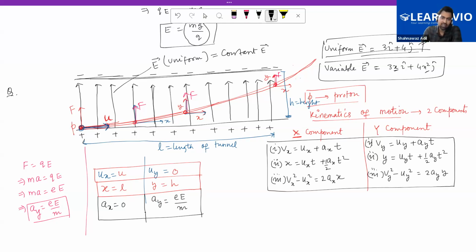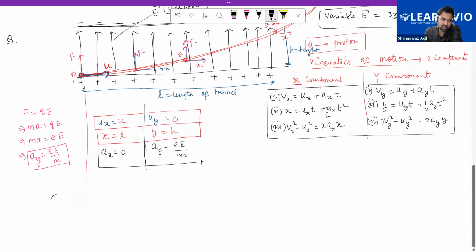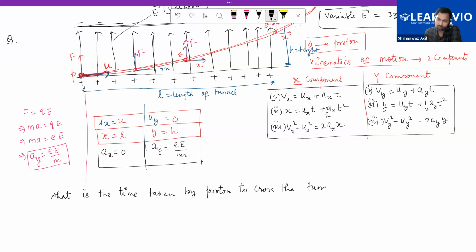So now the question is: what is the time taken by the proton to cross this tunnel? Right, this is the question. Now, to cross the tunnel, how much is the distance that it has to cover?